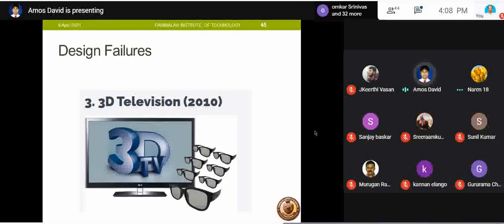Everything cannot be watched in 3D. Understood? Maybe just for 1 hour or 2 hours, I can watch a film in 3D mode. But everything I cannot. So imagine the family sitting with all the glasses in the living room. Will it look good? Anyone? All of them sitting with glasses and watching TV all the time, 24/7. Will it be good? It sounds funny. That was the failure in this model.